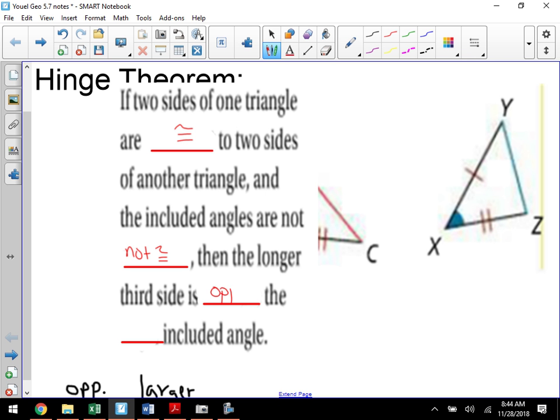It's opposite the larger included angle. Again, fall back to the idea here, since angle X is greater than angle A, then YZ is greater than BC. That's all it means.